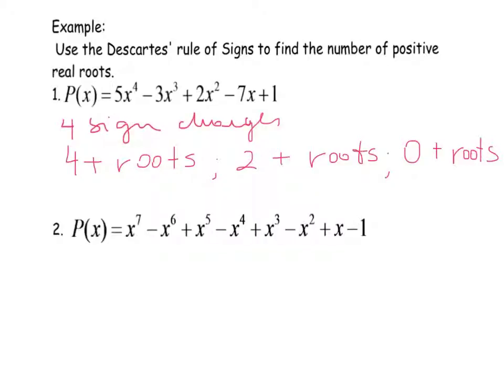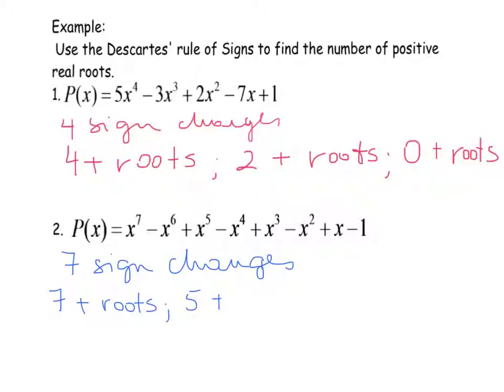So for this next problem, I will count the sign changes: 1, 2, 3, 4, 5, 6, 7 sign changes, which means I could have 7 positive roots, or 5 positive roots, or 3 positive roots, or I could also have 1 positive root.